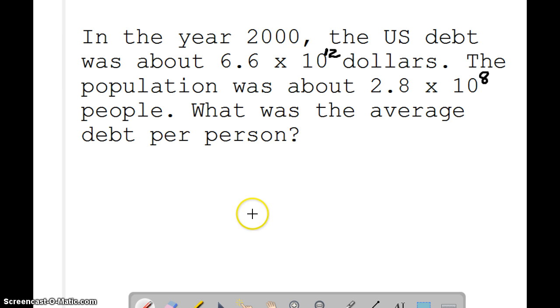In the year 2000, the U.S. debt was about 6.6 times 10 to the 12th dollars, and the population was about 2.8 times 10 to the 8th. What was the average debt per person?